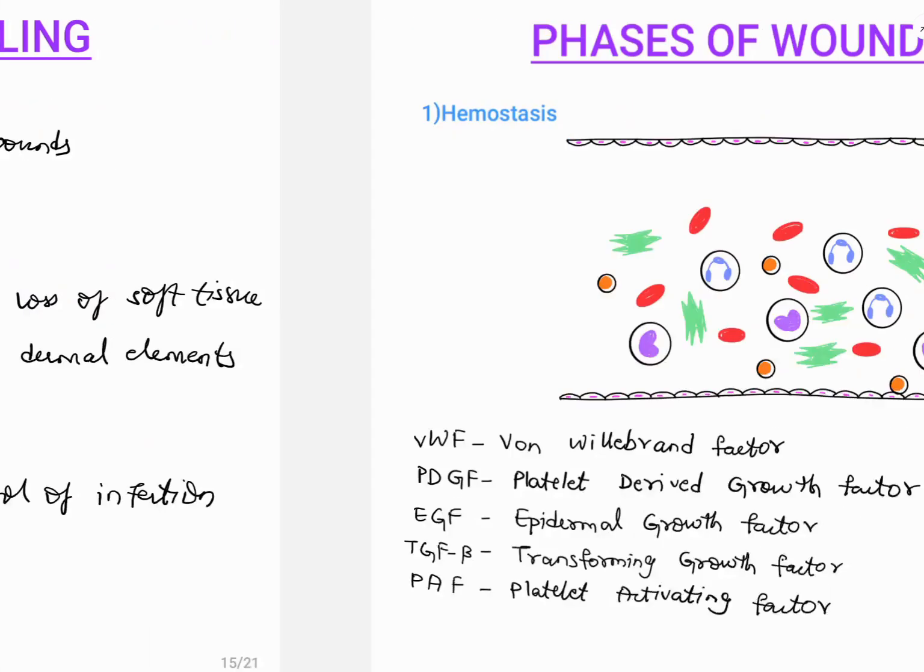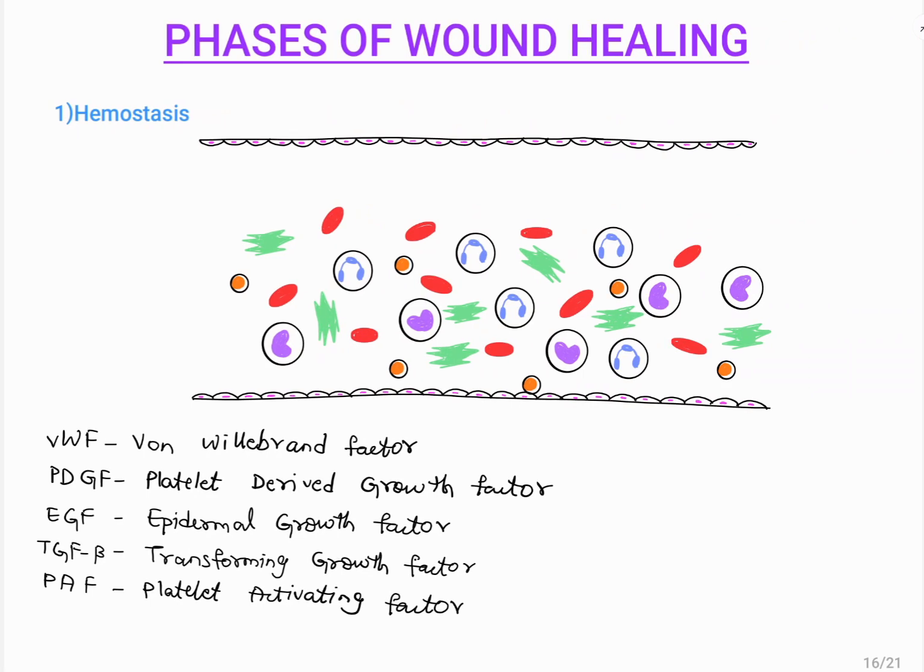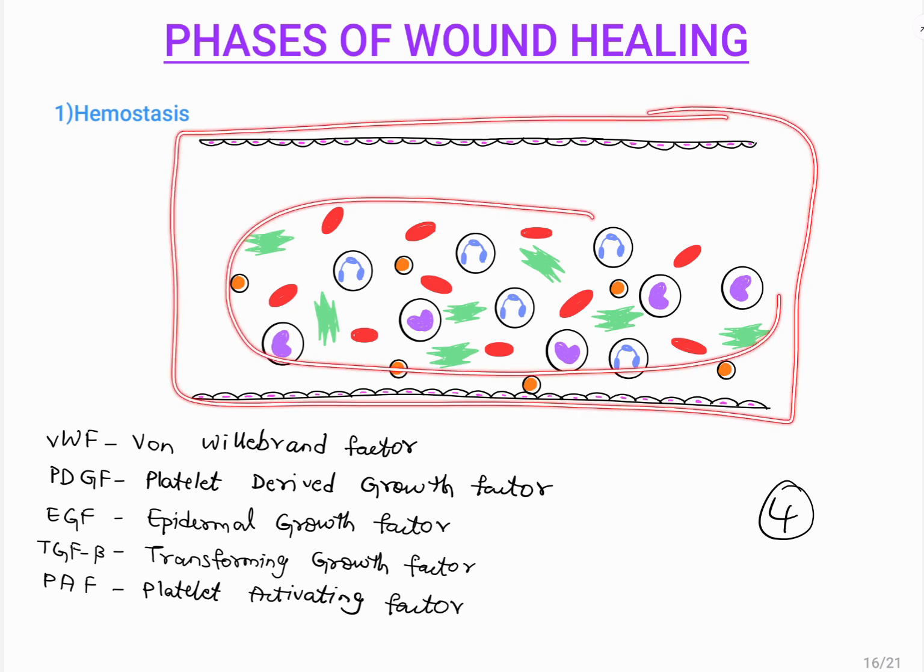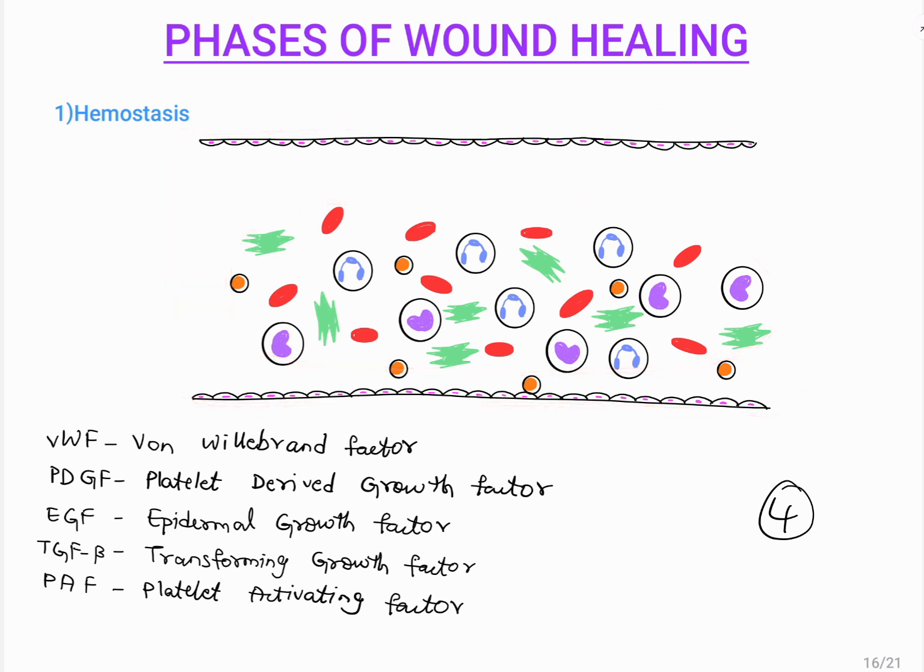Now let's move on to the next part of the video, that is phases of wound healing. There are totally 4 phases of wound healing through which a wound passes to get completely healed. The first phase is hemostasis. Let us consider this as a blood vessel and these are the elements of the blood. Majorly we can see RBC, WBC. In WBC we can see neutrophils, macrophages and these are the fibroblasts and these are the platelets.